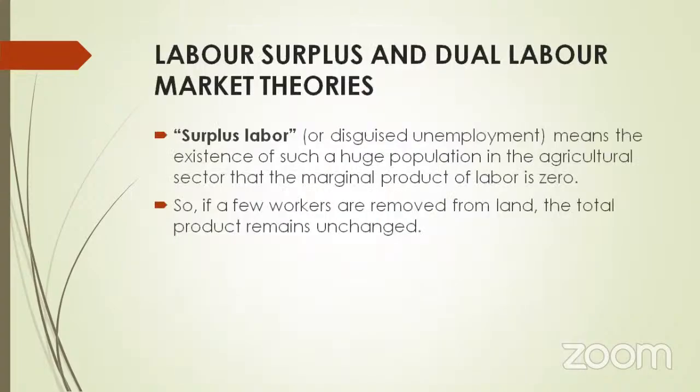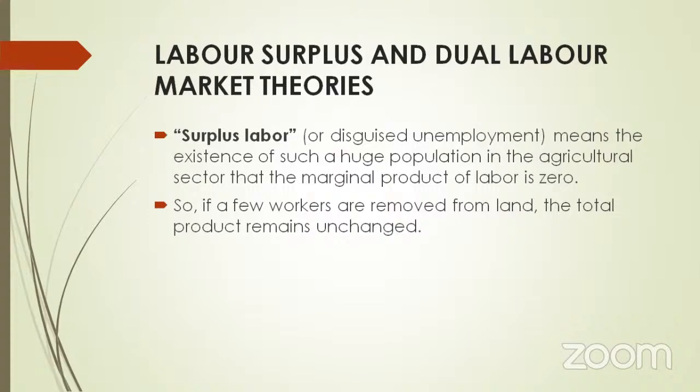So then there is this concept of surplus labor. More often than not, it is assumed that because agriculture is a traditional sector, it involves a huge population or a huge amount of labor, so much so that marginal productivity of labor is zero. Now, what is marginal productivity? We talked earlier. If I add one more person to an existing infrastructure of work, there will be no difference whether I add a person or remove that person. The productivity will not go up.